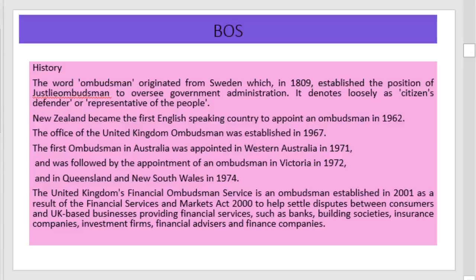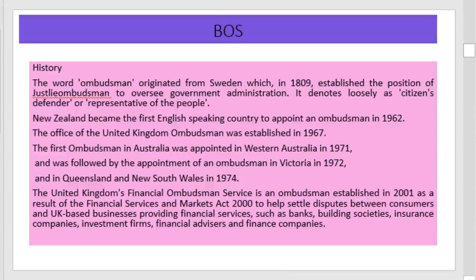The history of the Banking Ombudsman is given here. The word ombudsman originated from Sweden, which in 1809 established the position of the Justice Ombudsman to oversee government administration. It denotes loosely a citizen's defender or representative of the people. New Zealand became the first English-speaking country to appoint an Ombudsman in 1962. The office of the UK Ombudsman was established in 1967.